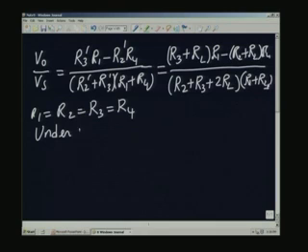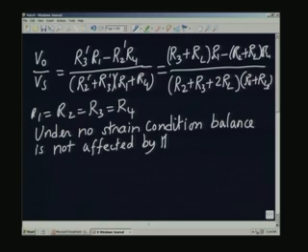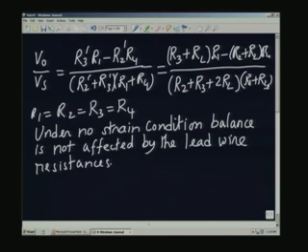So, you can say that under the unstrained condition, under no strain condition, balance is not affected by the lead wire resistances. This is a very important observation we are making. So, the lead wire resistances are going to compensate each other, and therefore, the balance condition under no strain is not disturbed.